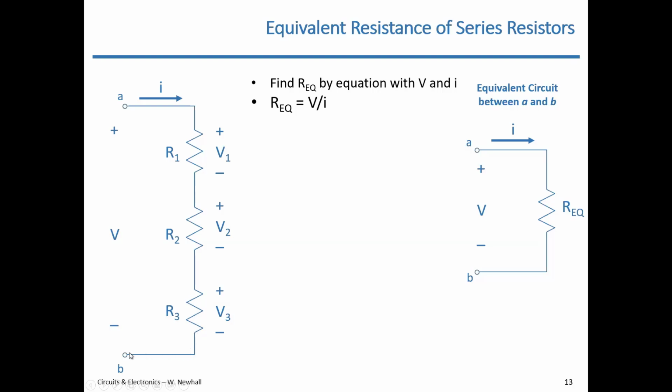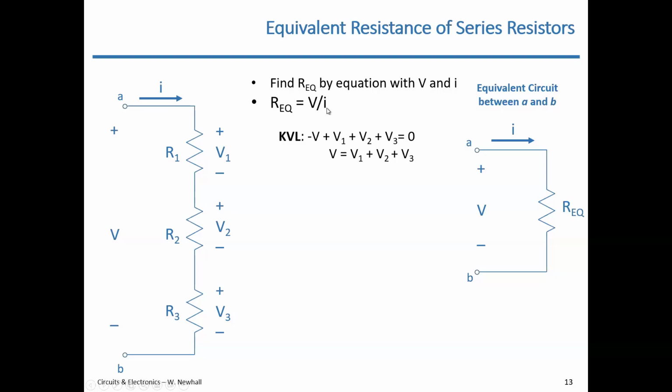Let me start by writing a KVL equation. I'm going to start at the bottom here. I'm going to say minus V plus V1 plus V2 plus V3 equals 0. So there's my KVL equation. So I have voltages here. I need to figure out some way to get current into this equation so we can get V over I equals something. Let me rearrange this equation. So V equals V1 plus V2 plus V3. This is the V that we care about in the V over I term.